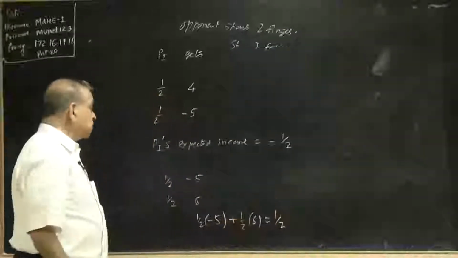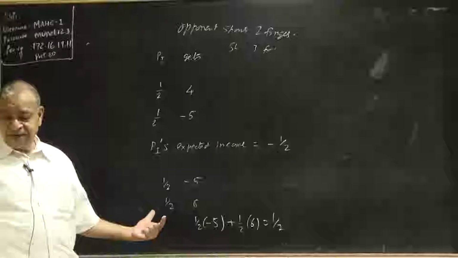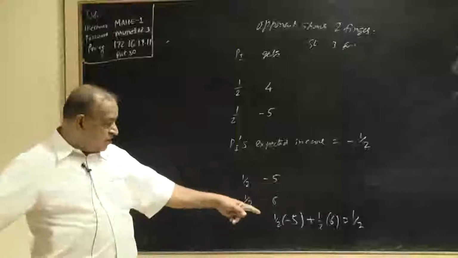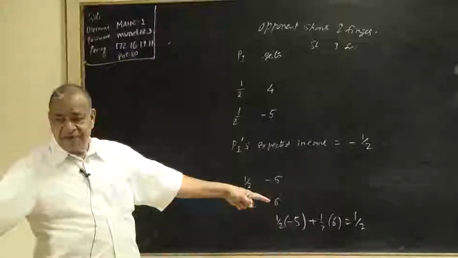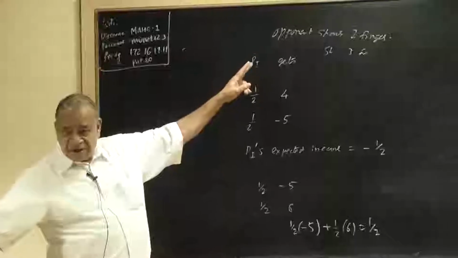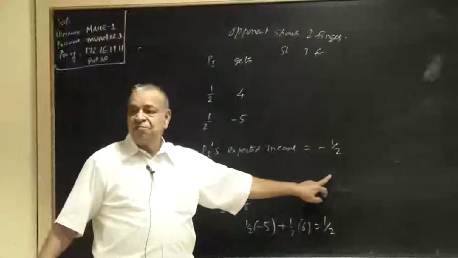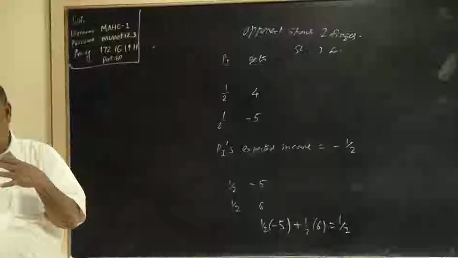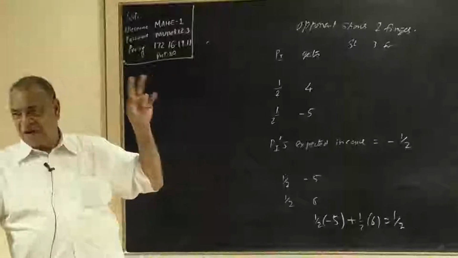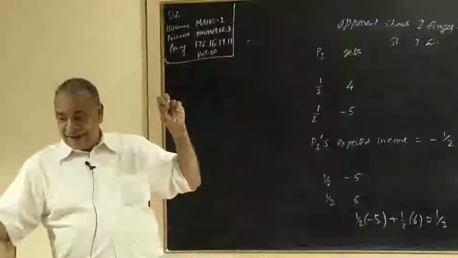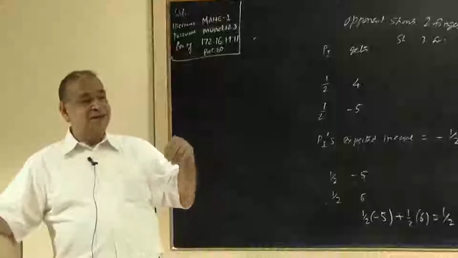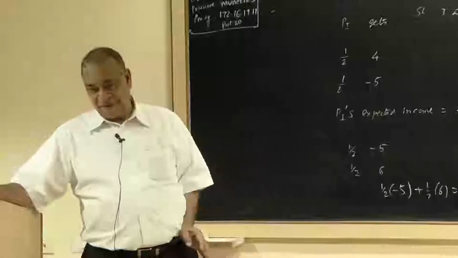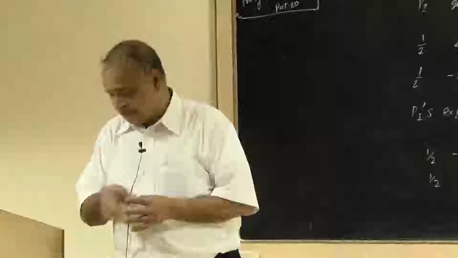So this is actually to player 1's advantage. If player 2 shows 3 fingers, player 1's expectation is half. If he shows 2 fingers, player 1's expectation is minus half. So if you are player 2, you should only show 2 fingers, provided player 1 is telling you that I am going to toss the coin to select. Okay? You got the picture?